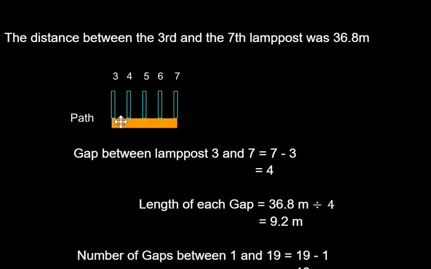So first we need to find how many gaps there are in between. So it's 1, 2, 3, 4. So there are 4 gaps, but the easiest way to do it is actually to use the lamppost numbers. So it's 7 minus 3, you get 4. So in this case there are 4 gaps in between. So 4 gaps is 36.8, so each gap is 9.2 meters.